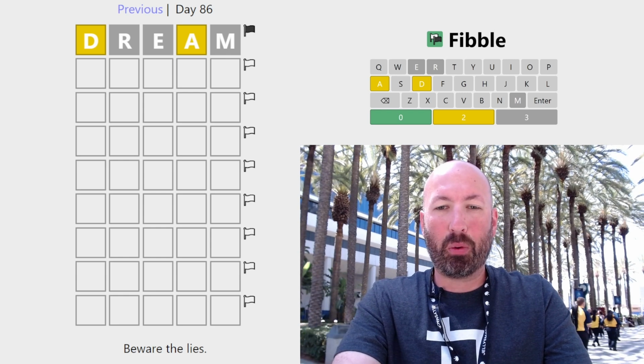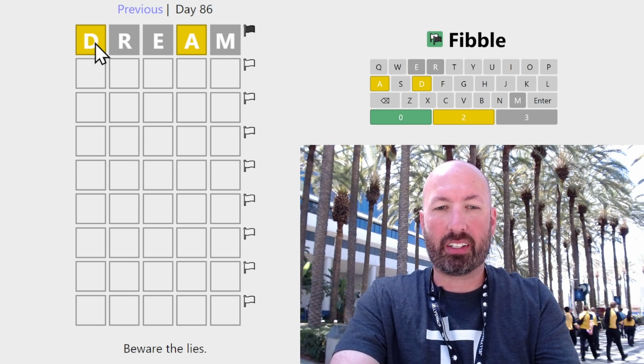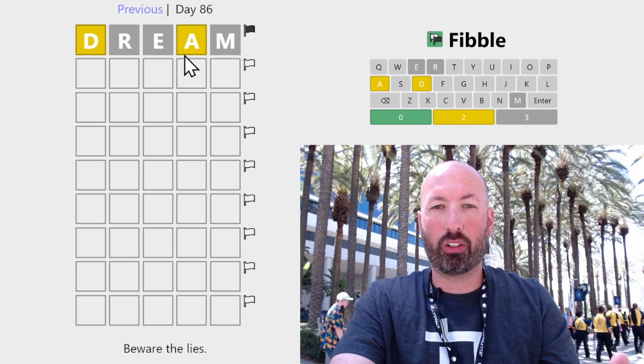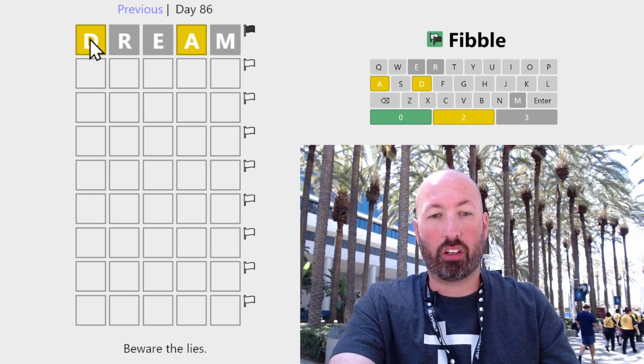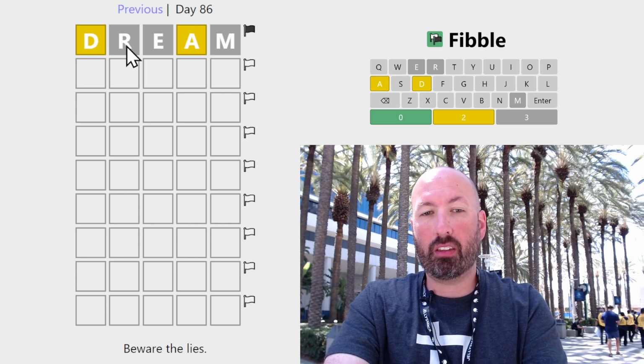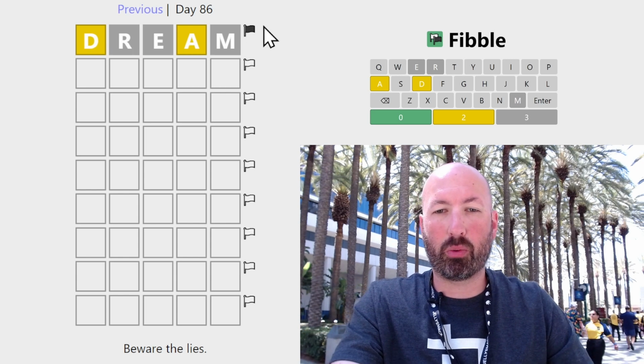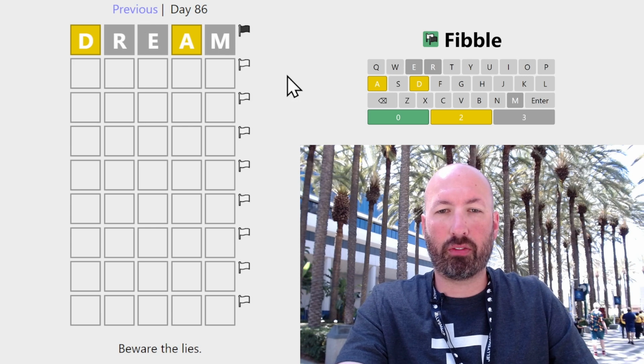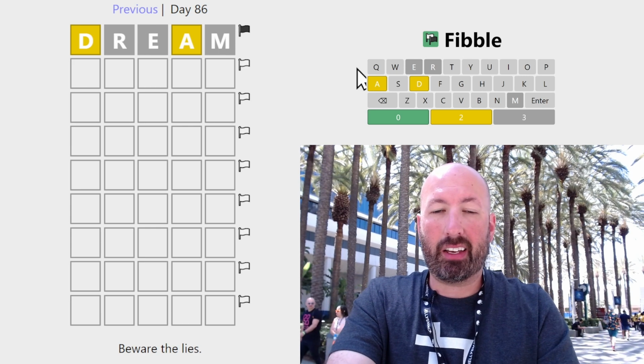So the way Fibble works is it's like normal Wordle, but in each row, one of the clues is a lie. So this yellow D might be gray or green, the gray R might be green or yellow, so we don't know which one it is. We can click on the letters to flag things, and yeah, that's all you need to know.